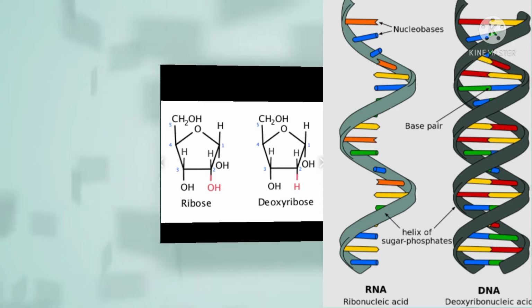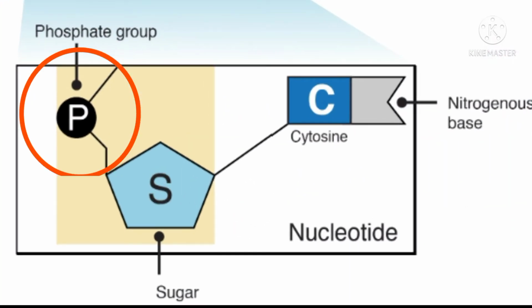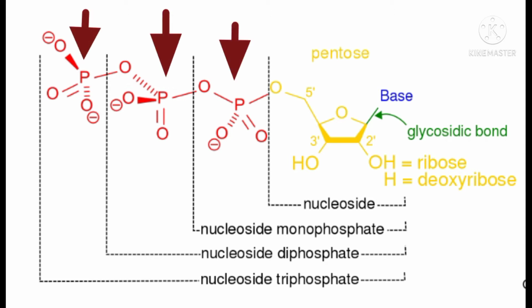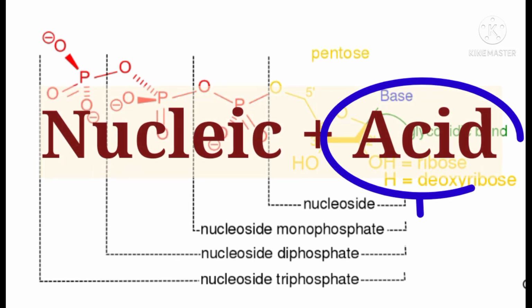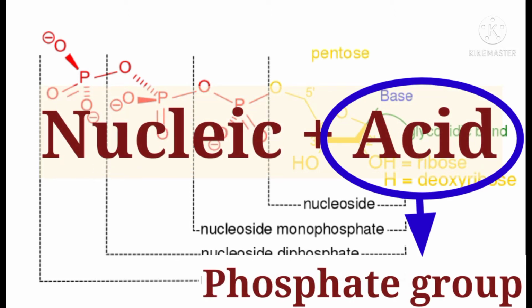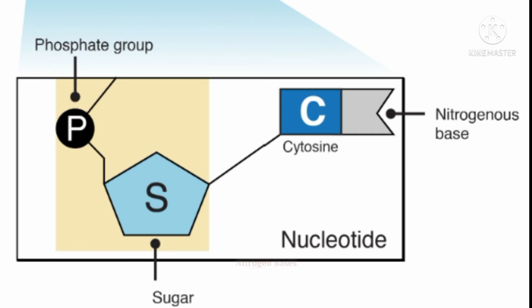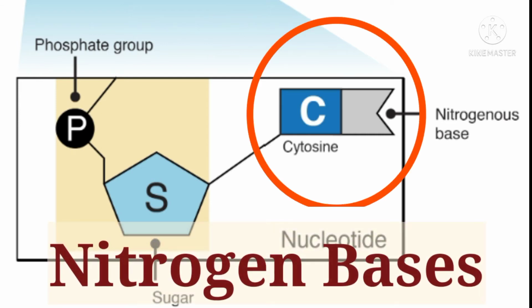Next, we are going to see about phosphate group. All nucleotides are composed of a phosphate moiety containing up to 3 phosphate groups. You should note one important point here, that is, the acidic character of nucleotides is due to the presence of this phosphate group. Next, we are going to talk about nitrogen bases.